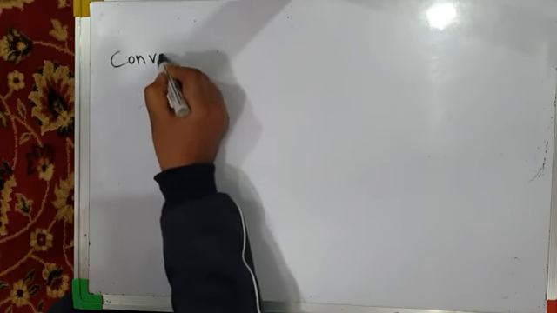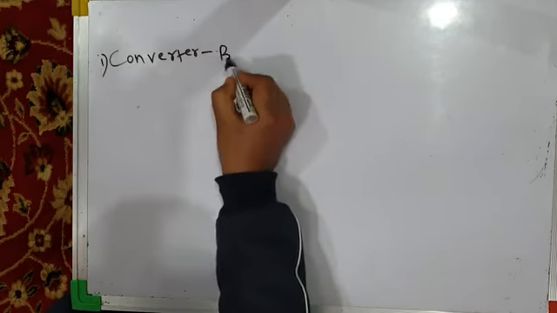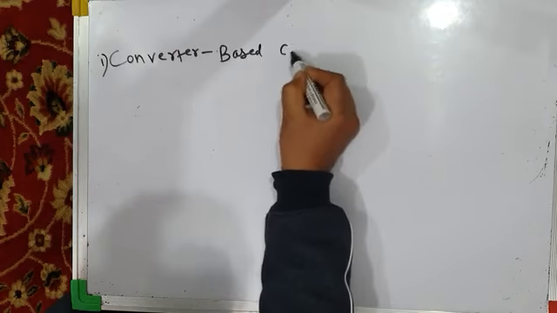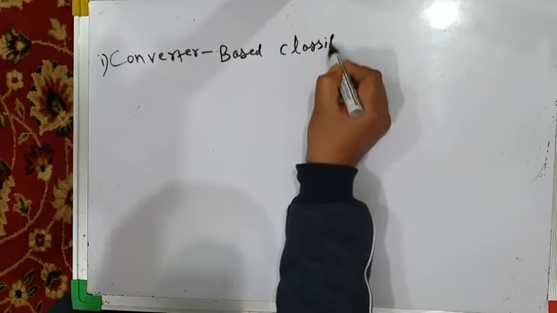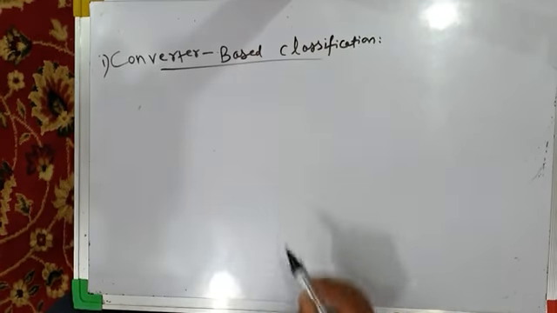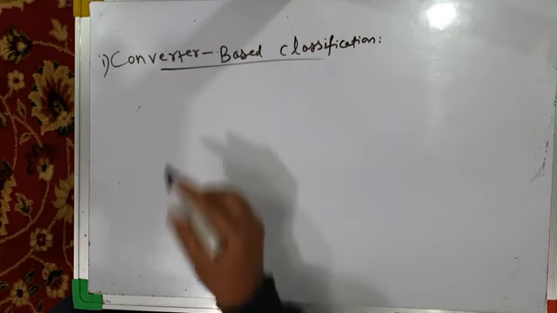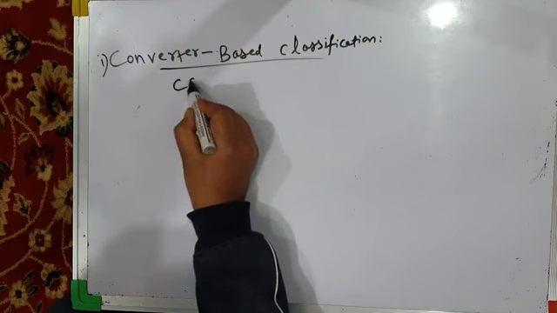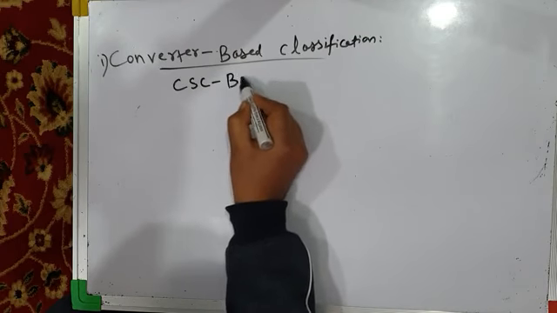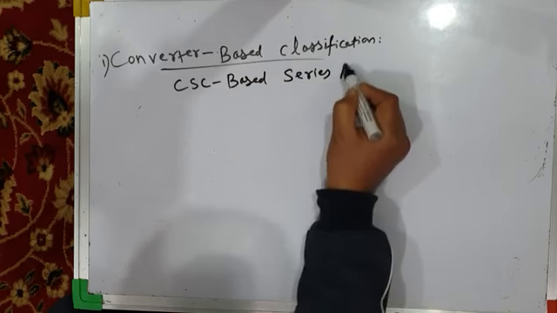So first of all, we have converter based classification. When we say converter based classification, on the basis of the type of converter used, we may have current source converter based series active power filter, like current source converter CSC based series active power filter. And it will look like this.